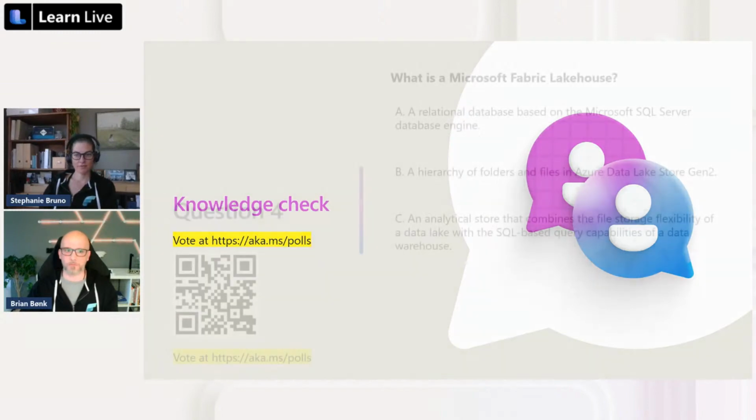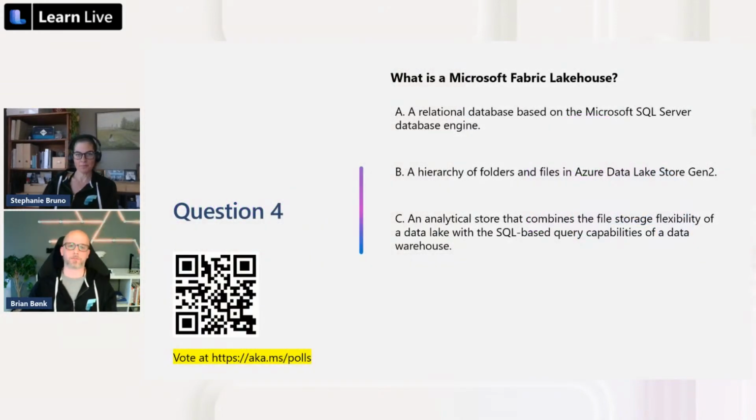Great. So what do you want to do now? Questions. Great. Okay, so question 4 for the knowledge check. What is a Microsoft Fabric Lakehouse? A, is it a relational database based on the Microsoft SQL Server database engine? B, a hierarchy of folders and files in Azure Data Lake Storage Gen 2? Or C, an analytical store that combines the file storage flexibility of a data lake with the SQL-based query capabilities of a data warehouse?